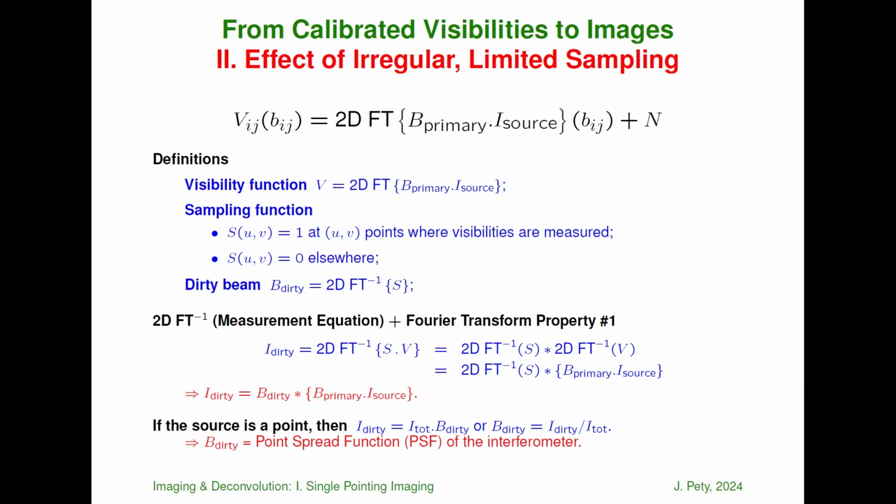Okay? So you end up that if you're taking as input a point source of intensity E total, you end up as the response E dirty, the dirty image, equal to E total times B dirty. So you can rewrite it: B dirty is equal to the dirty image normalized by the intensity of the point source. And thus, the normalized response of your interferometer to a point source is B dirty. Said otherwise, B dirty is the point spread function of your interferometer. Okay?